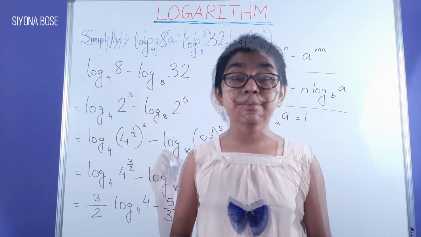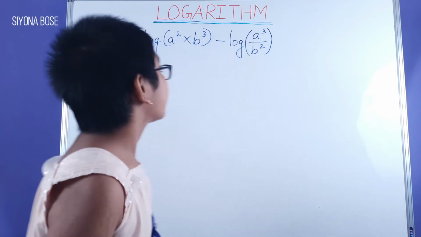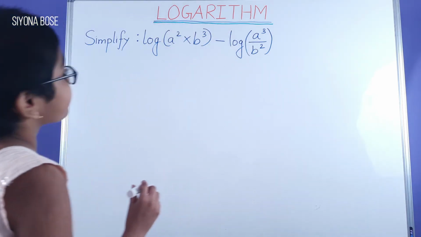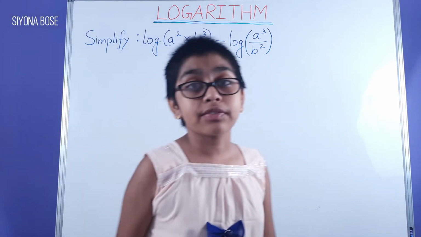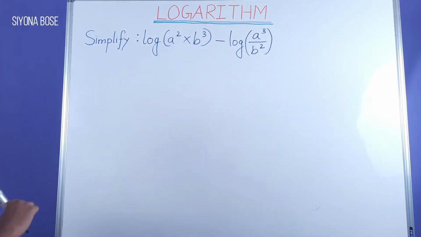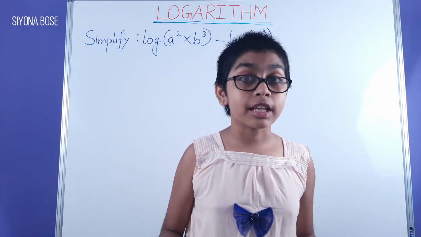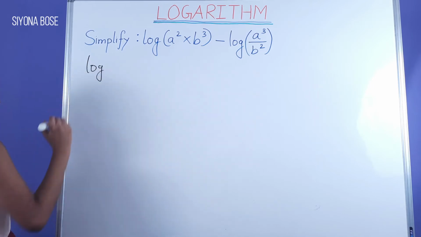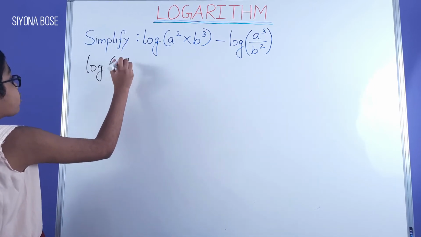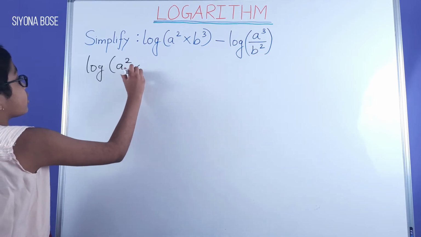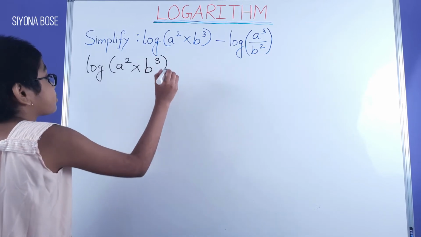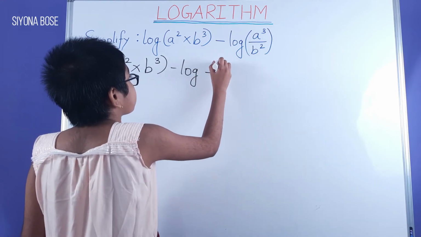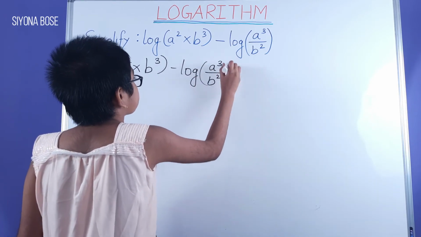Moving on to our next sum. Simplify log of a squared into b cubed minus log of a cubed by b squared. Firstly, copying down the sum. Log of a squared into b cubed minus log of a cubed by b squared.